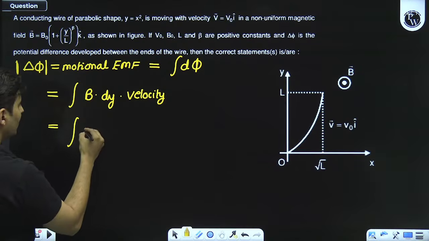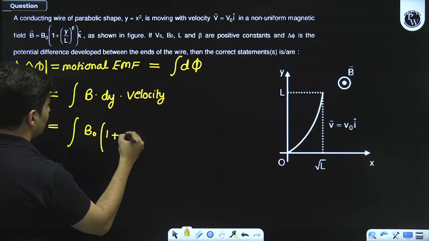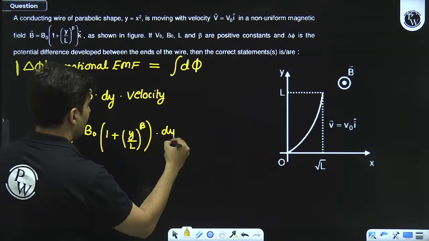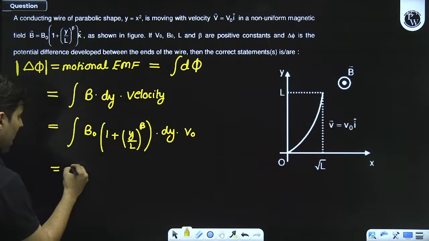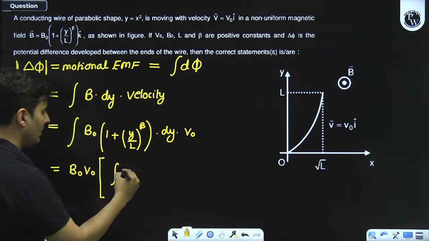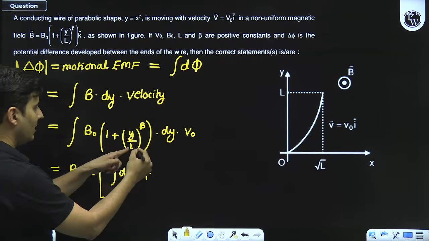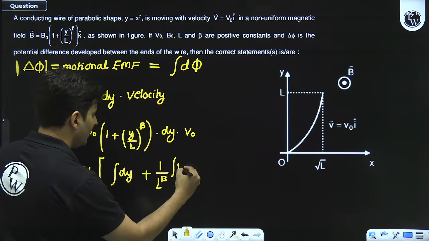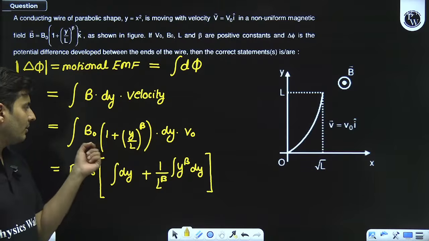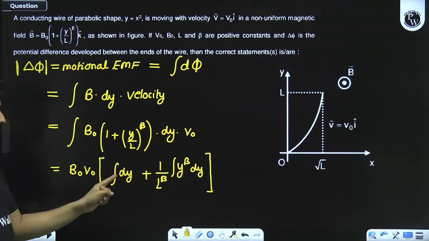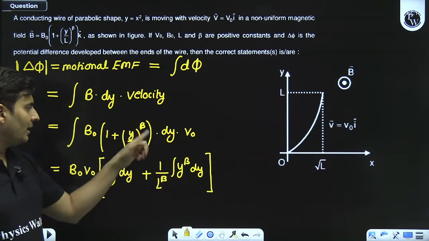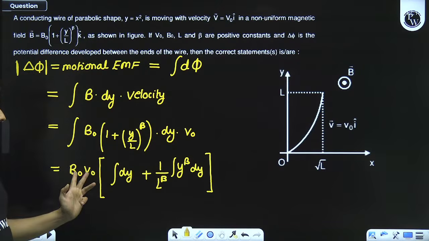Magnetic field is given already: B naught into 1 plus y by L, whole thing raised to beta, bracket complete. This is just dy. Velocity is just v naught. So B naught and v naught will come outside. And then we have the integral of dy, plus 1 by L raised to beta times the integral of y raised to beta dy. I just expanded the brackets. So 1 into dy plus y raised to beta into dy, with v naught and B naught outside. This L raised to beta is coming down, y raised to beta is on the top, and dy is also there. This is a perfect integration.